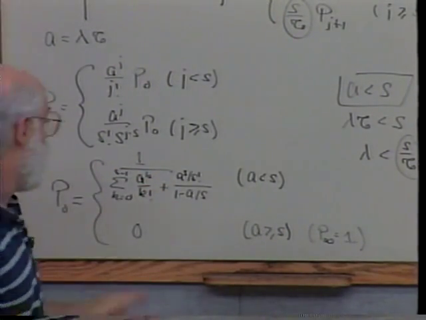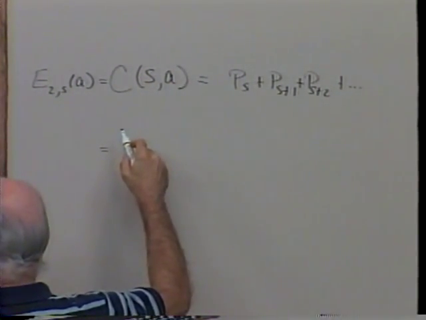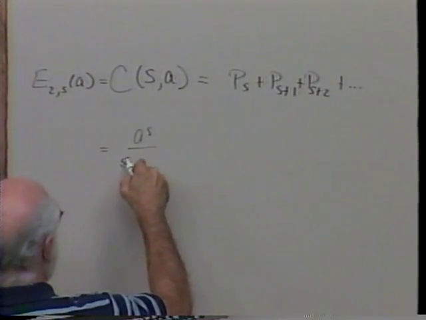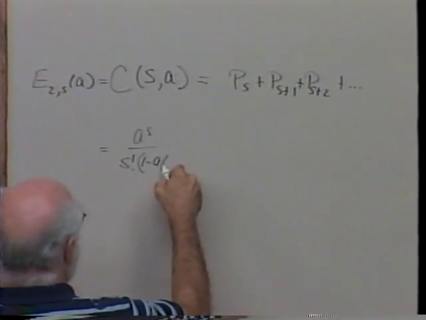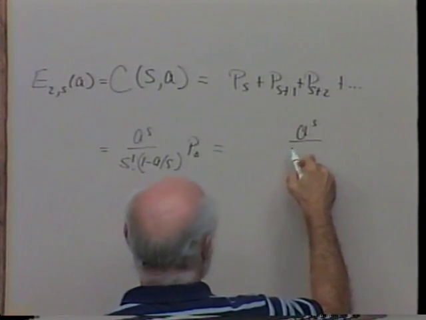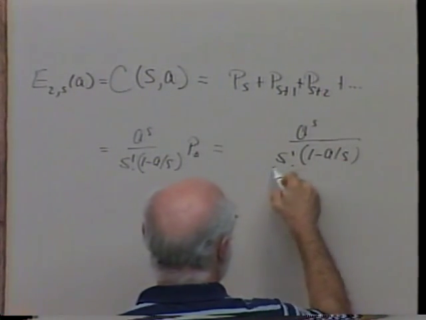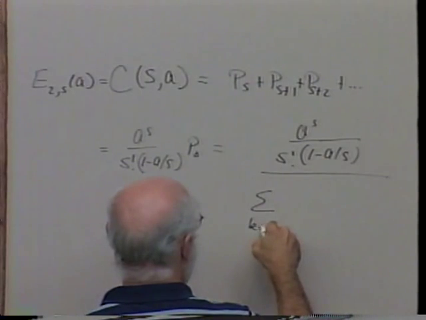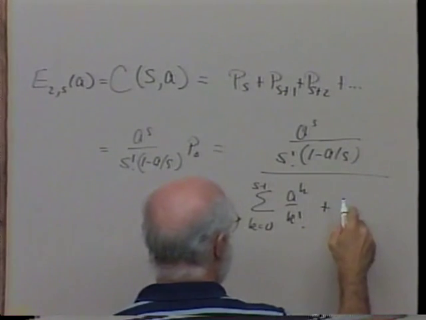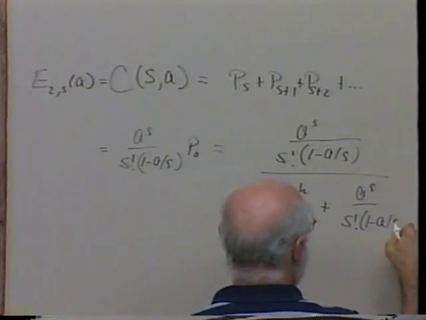That's where it came from. So this thing is equal to a to the s over s factorial times 1 minus a over s times P0, or in other words, a to the s over s factorial 1 minus a over s divided by the sum as k runs from 0 to s minus 1 of a to the k over k factorial plus the same term as in the numerator, a to the s over s factorial 1 minus a over s.